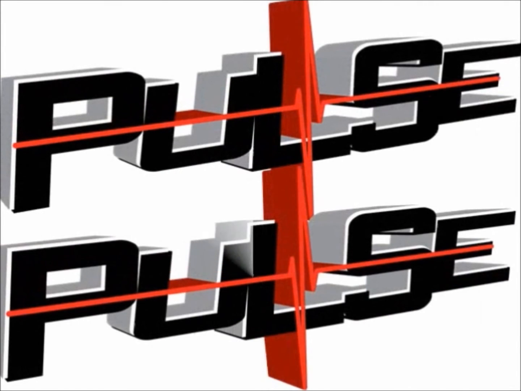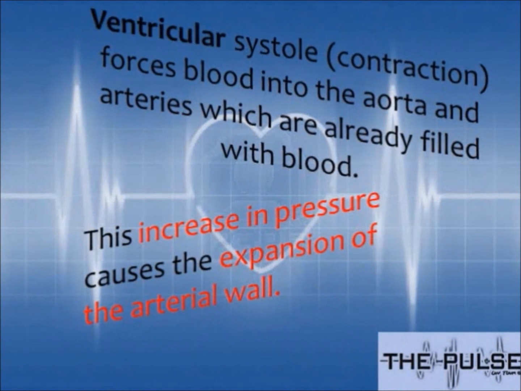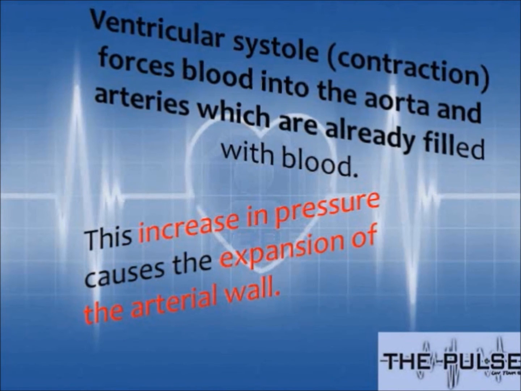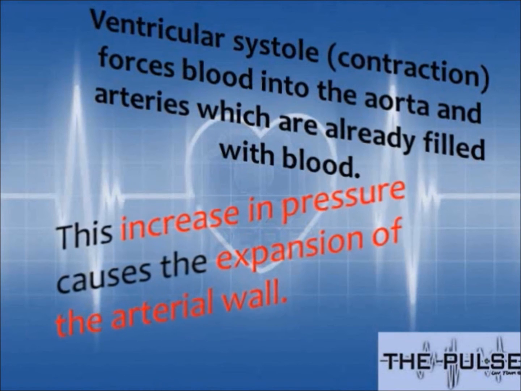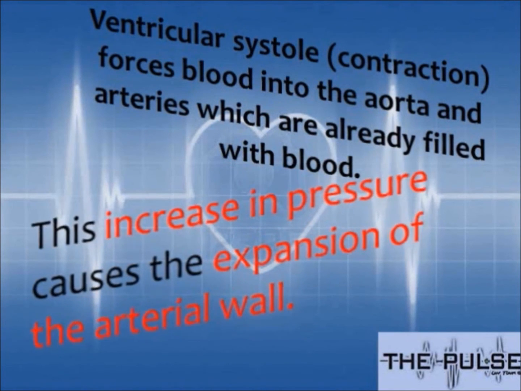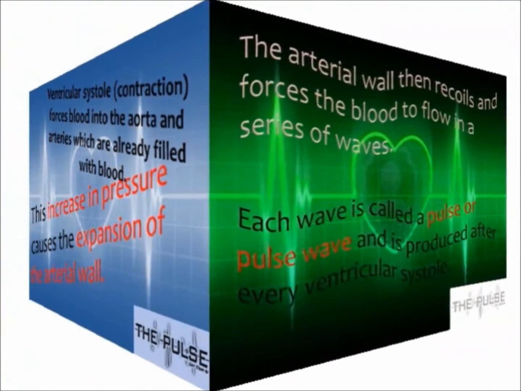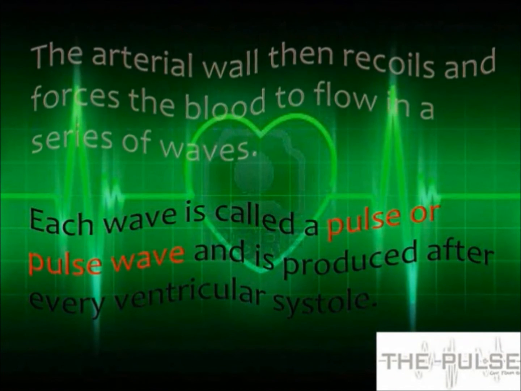Pulse. Ventricular systole contraction forces blood into the aorta and arteries, which are already filled with blood. This increase in pressure causes the expansion of the arterial wall. The artery wall then recoils and forces the blood to flow in a series of waves.